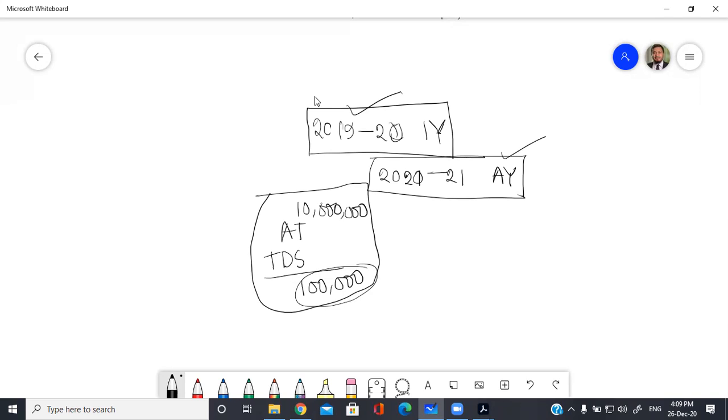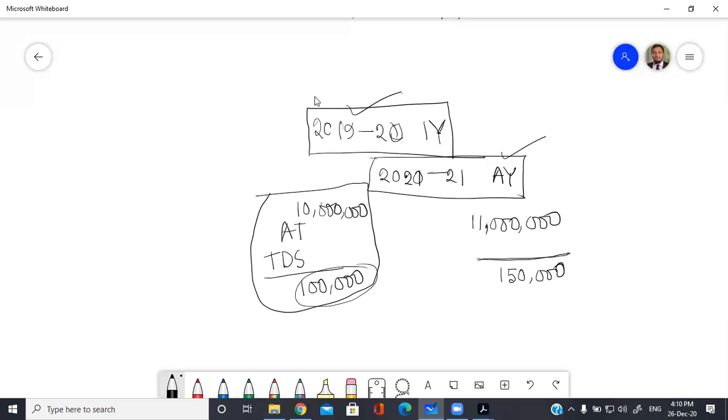Now it is seen that you have earned 11 million income, and based on the tax calculation, it has been observed that your tax payable is 150,000. How much? 150,000.